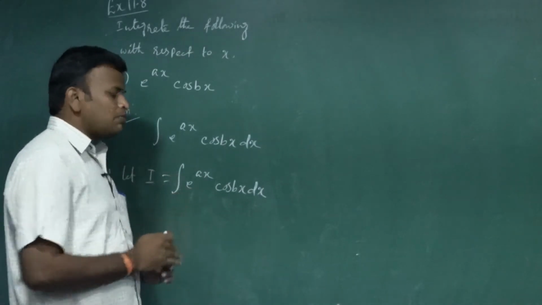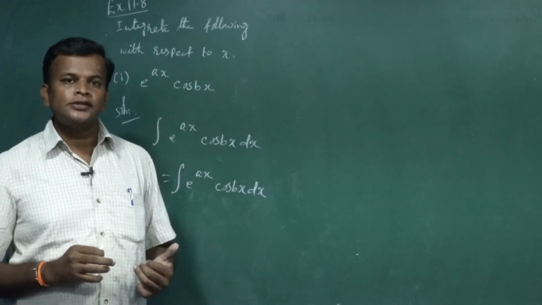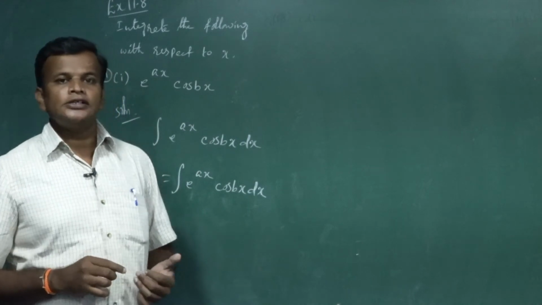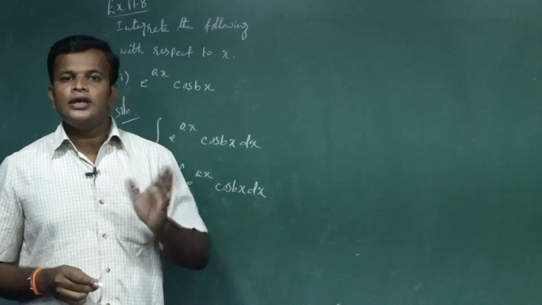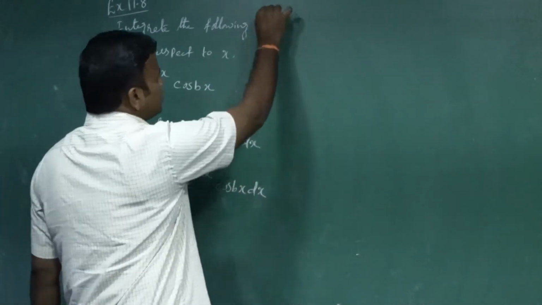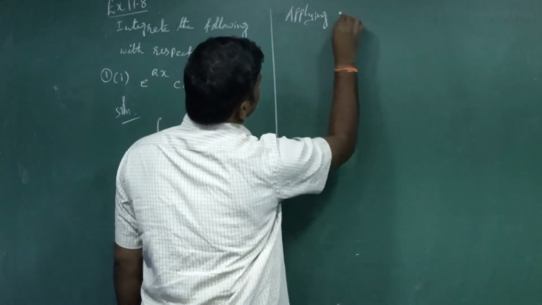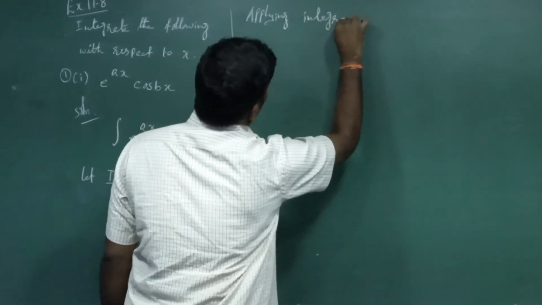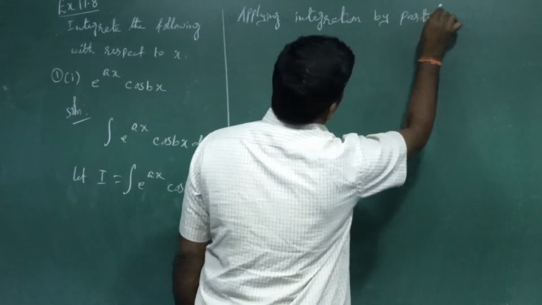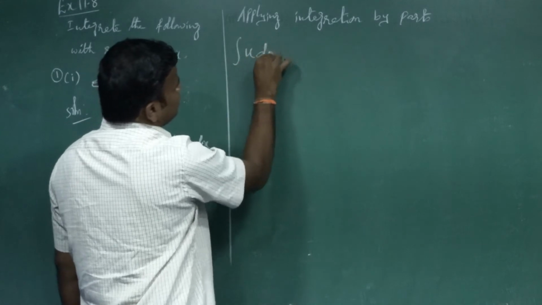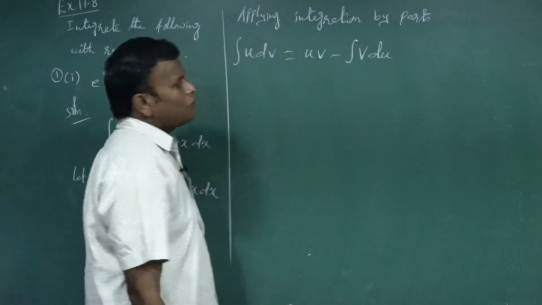Now we solve this problem by applying integration by parts. In integration by parts, what is the LHS? You remember the formula: the LHS is integral of u dv, and the RHS is uv minus integral of v du. So we are using this formula. Applying integration by parts, the formula is integral u dv is equal to uv minus integral of v du.